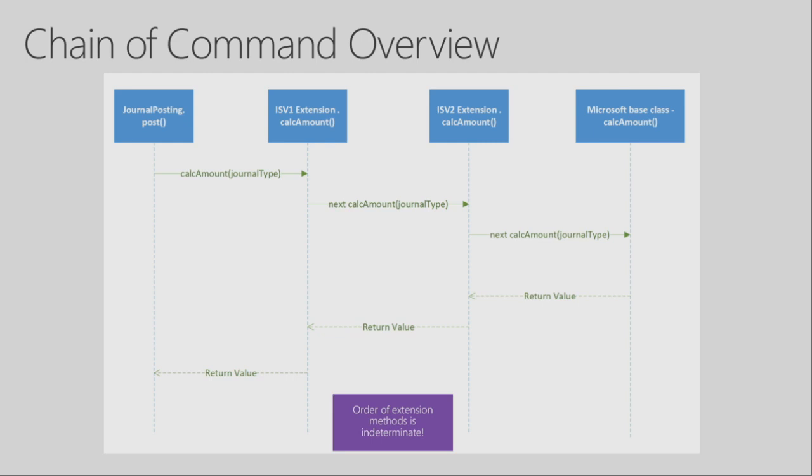The one thing to note here is that although we have it nicely set out as ISV1 on the left, ISV2 on the right, the order of the extension methods is not determined, so it can change.